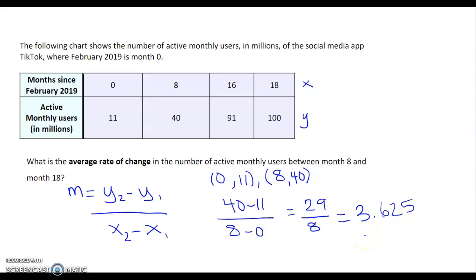So it just gives us a little more concise way to look at this problem rather than 29 million users more every 8 months. It's a little easier for our brains to see when we have it as a decimal. So anyway, rate of change, use your slope formula. The x values you'll want to use for time, and reach out if you're still feeling confused.